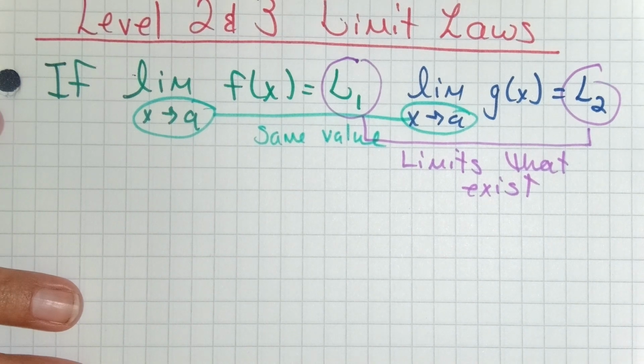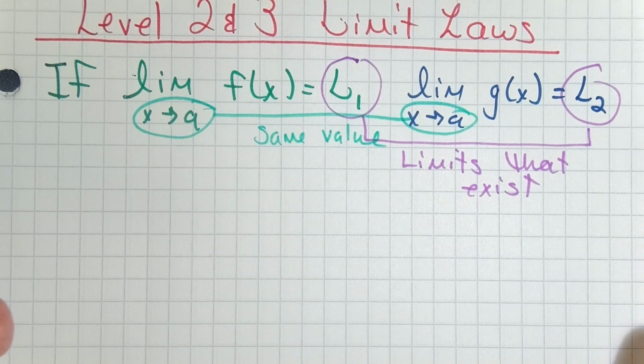So if I accidentally put them on different values on the quiz, please let me know, or the exit ticket, because I just made a mistake, okay? Maybe.